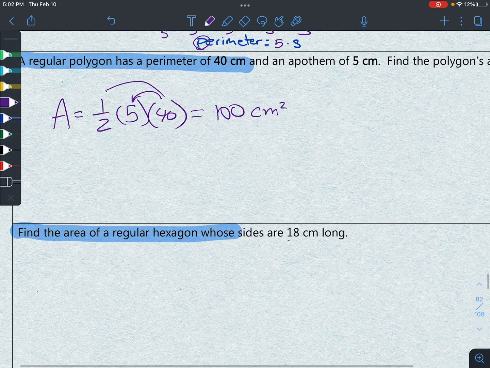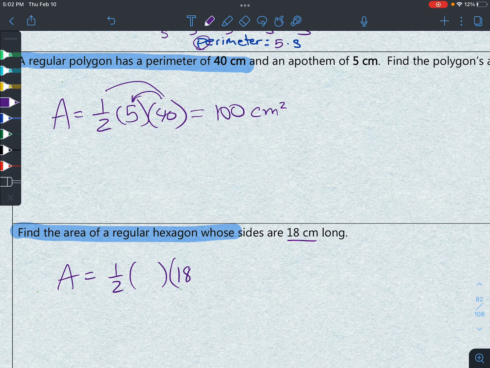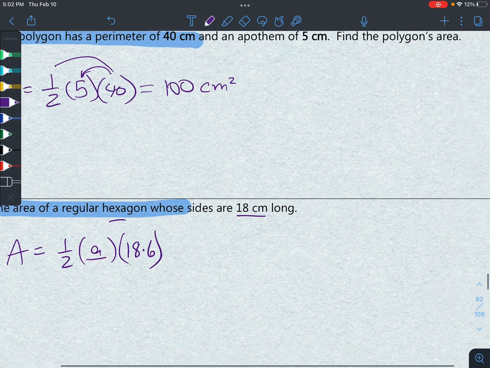What though if they give us just a side length? Then there is no apothem, right? How then do we proceed? Well, we know that we have the 1/2. We don't know the apothem, but we do know the perimeter. Number 1, each side is 18. It's a hexagon. How many sides? So there's the perimeter. Now the question is, how do we find the apothem?